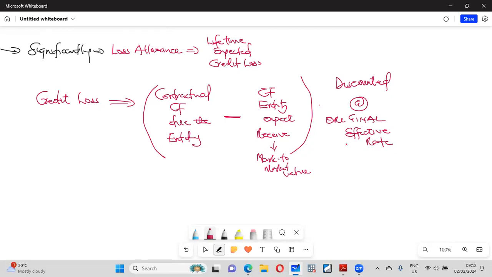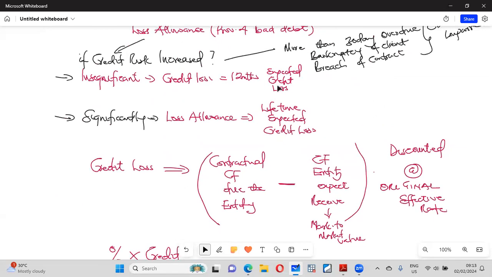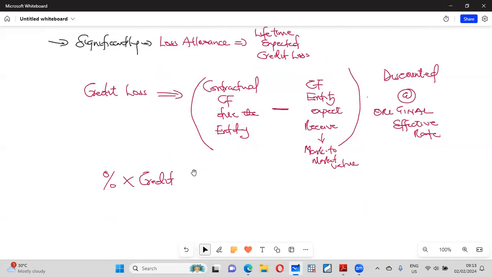Now, if you get your credit loss and the increase was insignificant, you are going to weight it. You take the percentage of weighting, multiplied by the credit loss. That is what we call the 12 months expected credit loss. So you know the credit loss, but you expect a percentage of the credit loss. So you calculate the credit loss, and this is it, 12 months expected credit loss. So you'll be given the expectation, the probability.